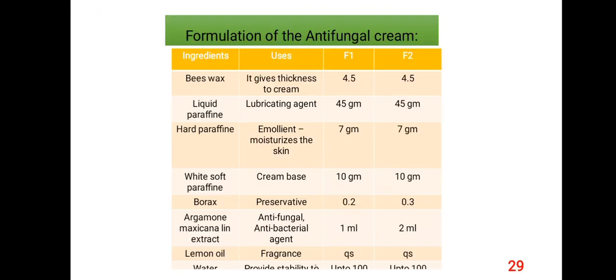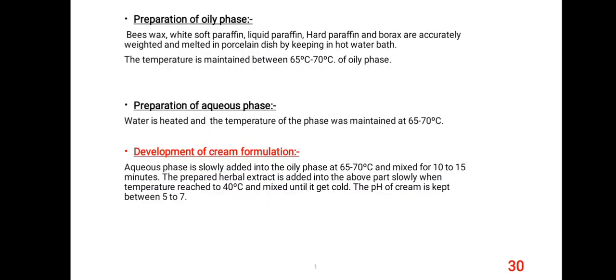So for that, this is the ingredient table we need to formulate an antifungal cream. First we need to prepare an oily phase. For that, beeswax, white soft paraffin, liquid paraffin, hard paraffin and borax are accurately weighed and melted in a porcelain dish. By keeping it in hot water, the temperature of the oily phase is maintained between 65 and 70 degrees Celsius.